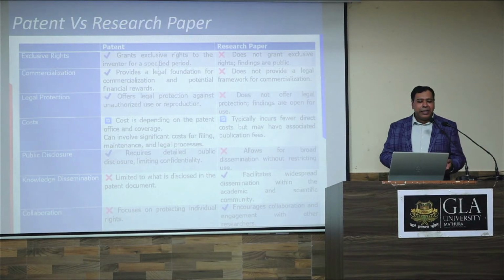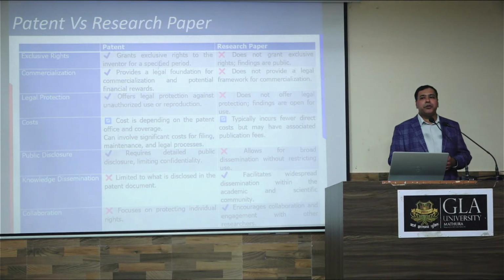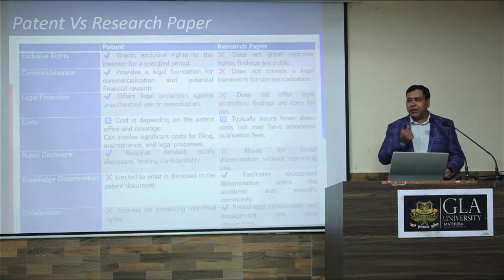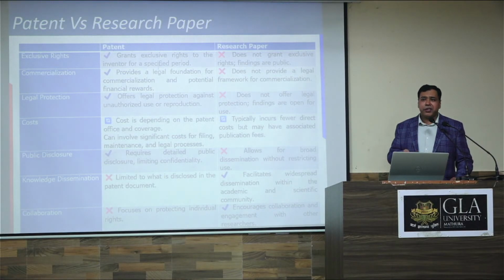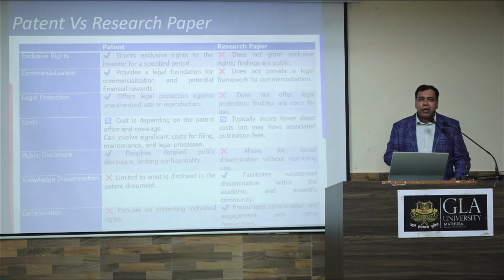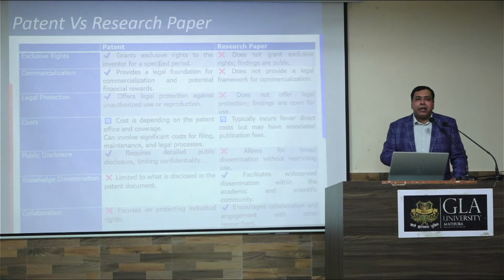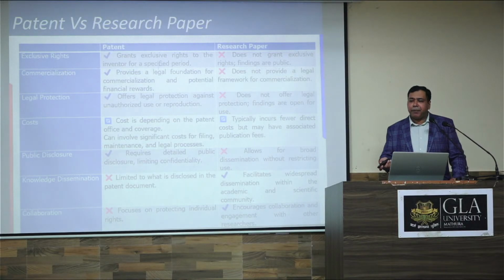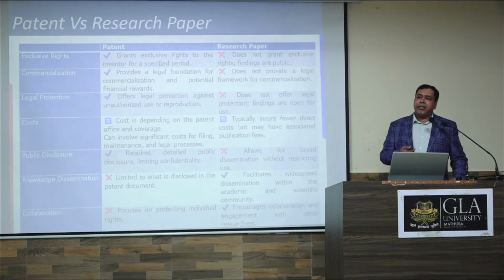Third, legal protection. You get legal rights corresponding to your patent. In terms of a research paper, there are no legal rights corresponding to your research. Cost. Obviously, a patent may incur much more cost as compared to a research paper. Public disclosure. Because I am getting a patent, I need to disclose my invention. In a research paper, it's up to you how much information you want to disclose to the public. Again, public distribution is limited to what is disclosed in the document. With a research publication, you could spread your information widely.